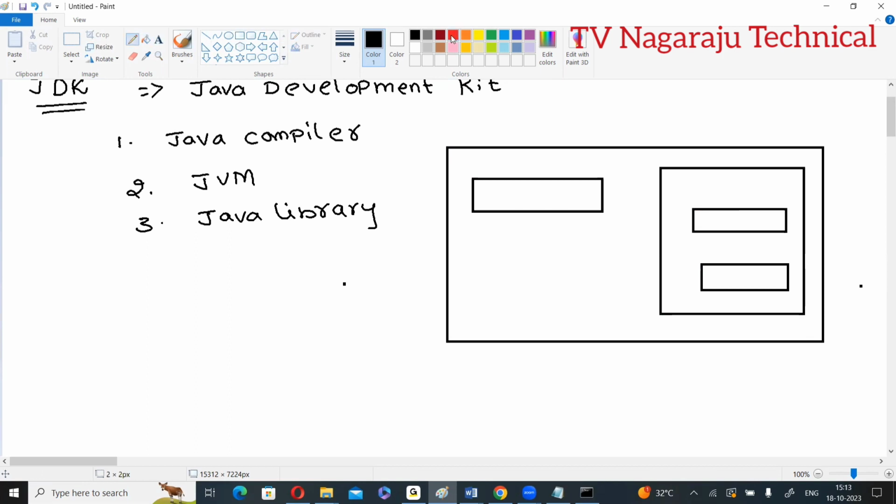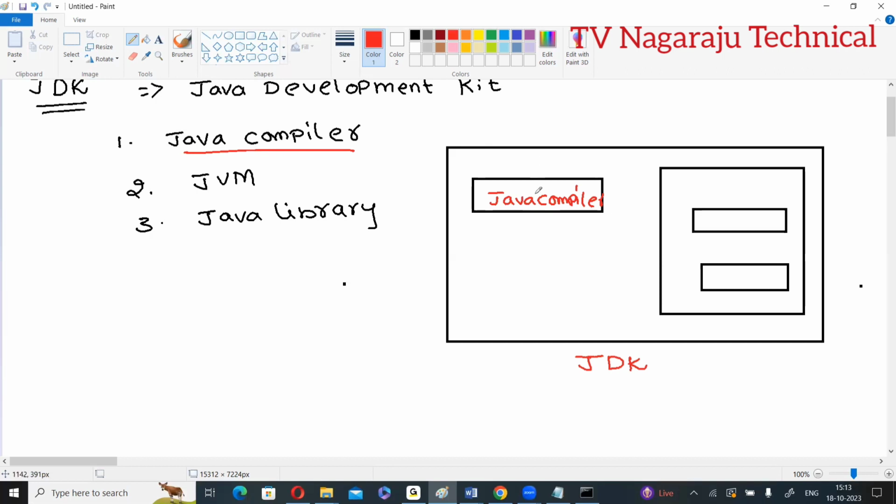Now I will write on the diagram. This is JDK, Java Development Kit. The first one is the Java compiler. What is the purpose of the Java compiler? It is used to compile the source code and generate the bytecode. There are two stages, compilation stage and execution stage. The Java compiler compiles the Java source code and generates the bytecode.